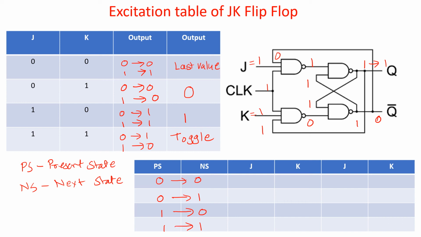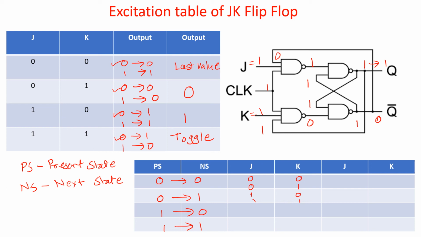Now let us see, 0 remains 0 in which condition? We are getting 0 remains 0 here and 0 remains 0 here. That means J is equal to 0, K is equal to 0, and J is equal to 0 and K is equal to 1. For that we are getting that. Now 0 becomes 1, 0 becomes 1. We are getting it here and here. That is J is equal to 1 in both the cases, K is 0 and 1.